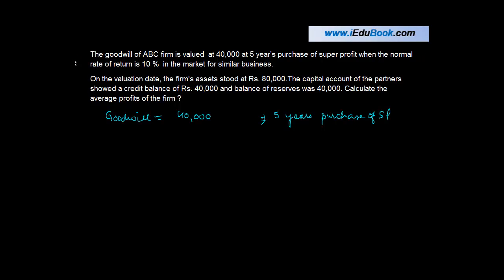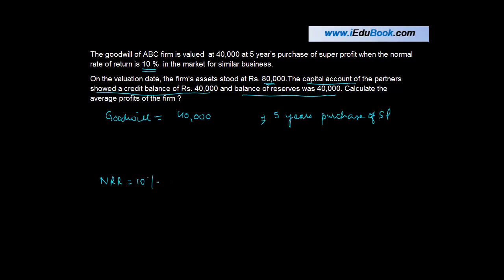When the normal rate of return is 10% in the market for similar business. Okay, so the normal rate of return is 10%. On the valuation date, the firm's asset stood at 80,000. The capital account of the partners showed a credit balance of rupees 40,000 and the balance of reserves was 40,000.